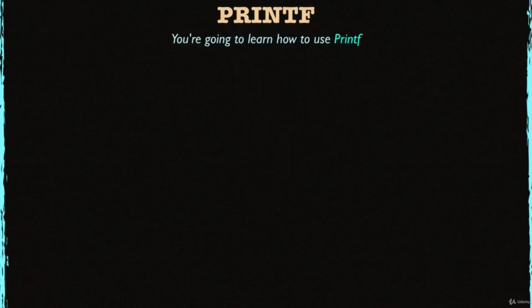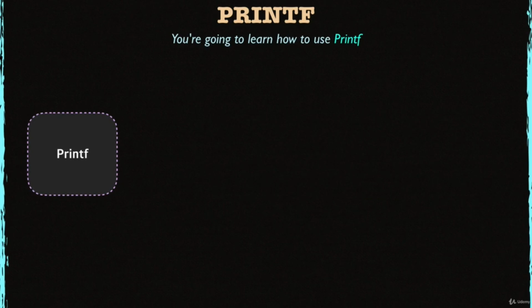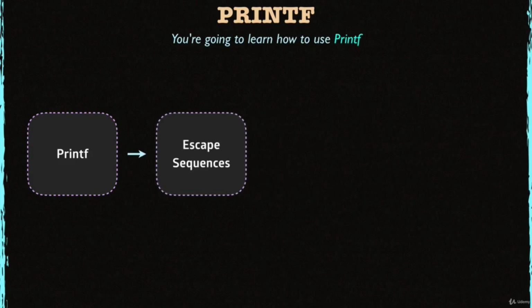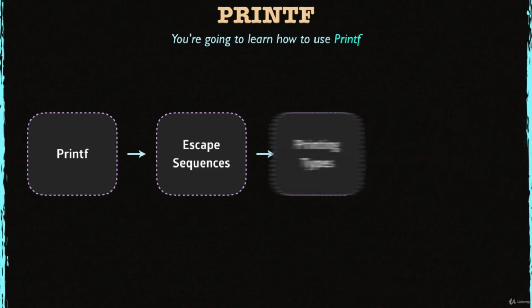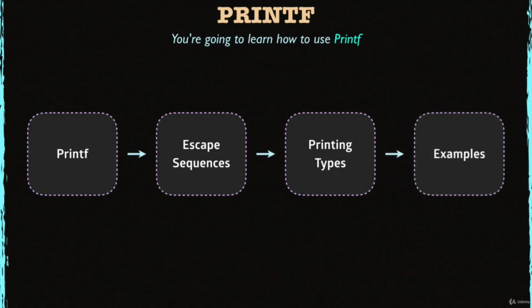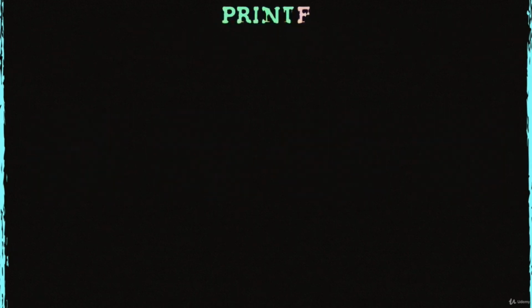Let me summarize what you're gonna learn. In the first step, you're gonna learn how printf works. In the second step, you're gonna learn about the escape sequences. What are they and how they work? In the third step, you're gonna learn how to print the type of any value using printf. And in the last step, I'm gonna show you a few examples using printf. If you're ready, let's start with the first step.